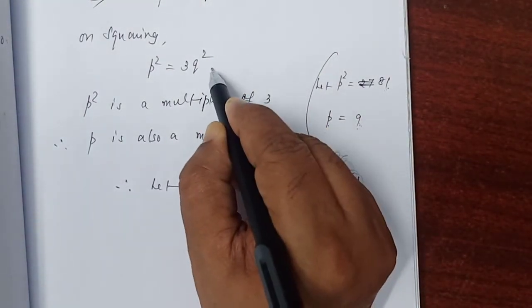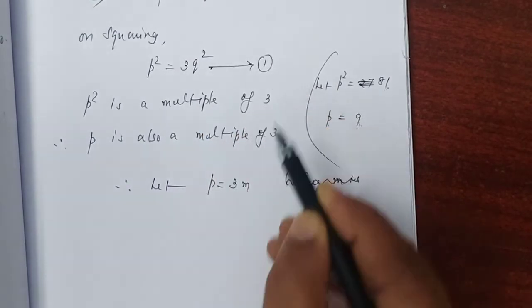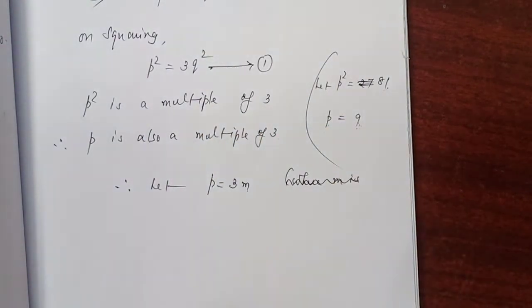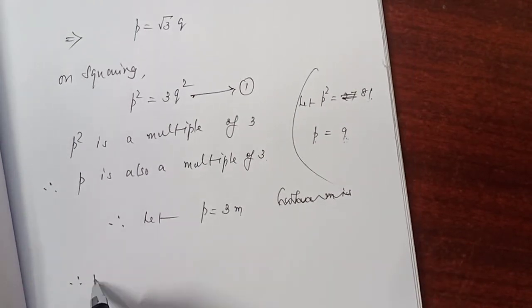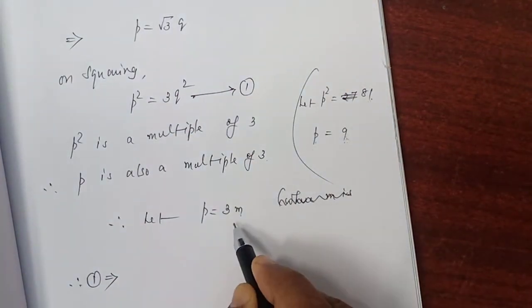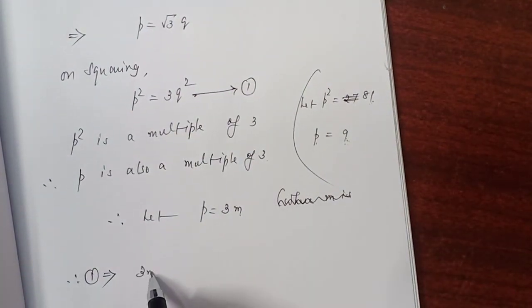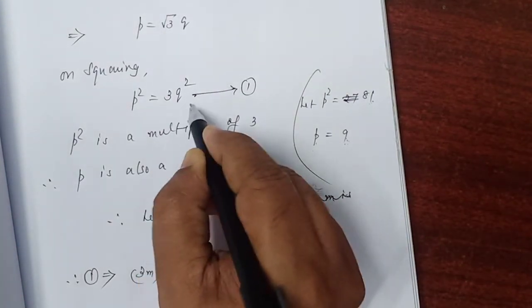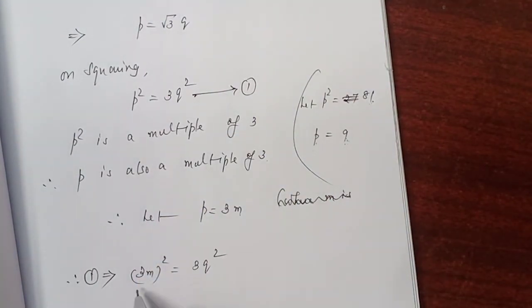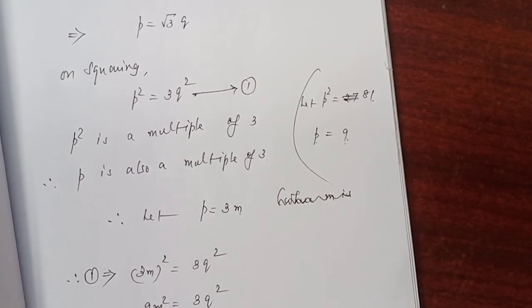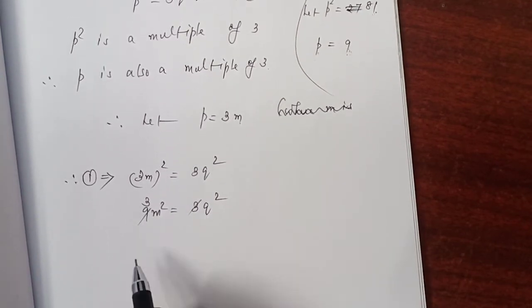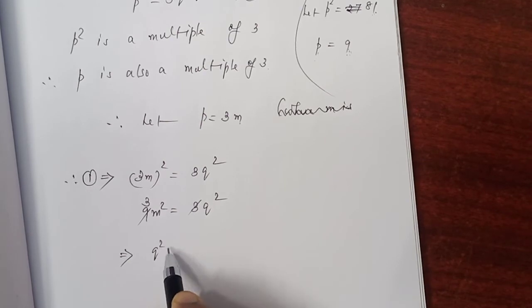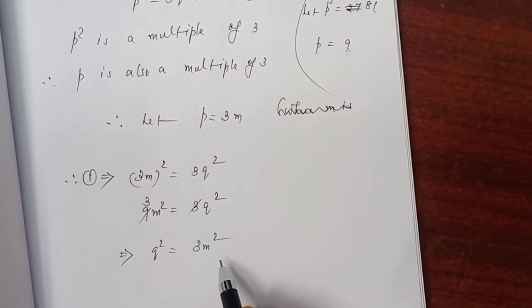Now P squared equals 3Q squared. Let it be equation number 1. I am going to substitute the value of P in equation number 1. Therefore, equation 1 implies, what is the value of P? 3M. 3M the whole squared equals 3Q squared. 3M the whole squared is 9M squared, equal to 3Q squared. 3 cancels with 3, which implies Q squared equals 3M squared.